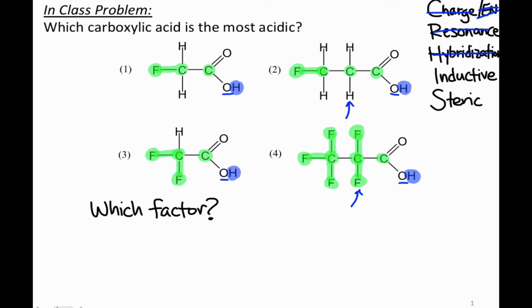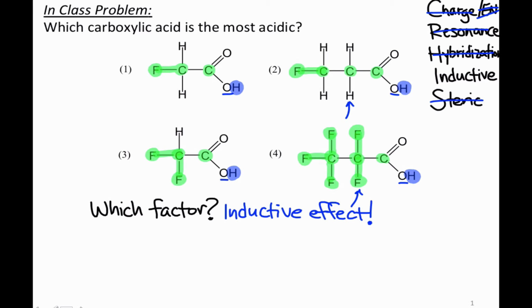A comparison of the size of hydrogen to fluorine will show you that they're actually of comparable size. So steric effects are out as well, and the most important factor here is the inductive effect of the fluorine atom. So let's explore inductive effects in a little more detail to get to the bottom of this.